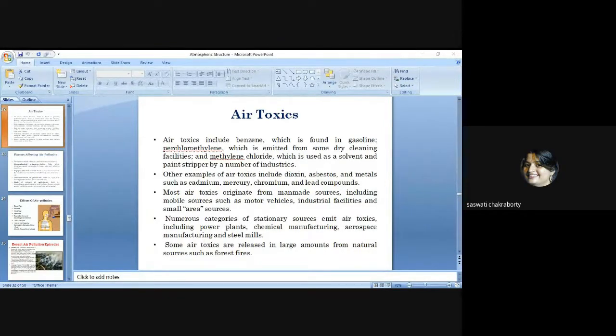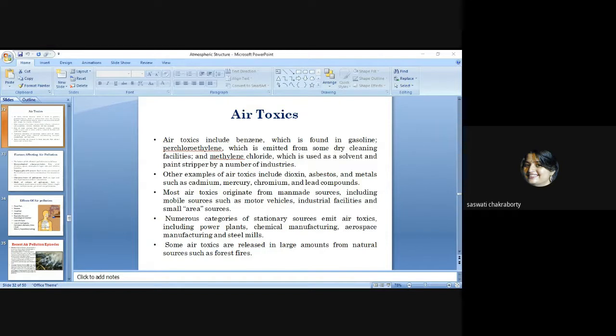So what are air toxics? Air toxics are substances that toxify the air, right? They include benzene, which is found in gasoline, perchloroethylene, which is used in cleaning industries, and methylene chloride, which is used in paint. I said that in paint we get toluene, we get certain compounds. So methylene chloride is another component present in paint.